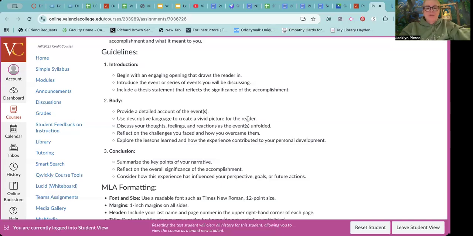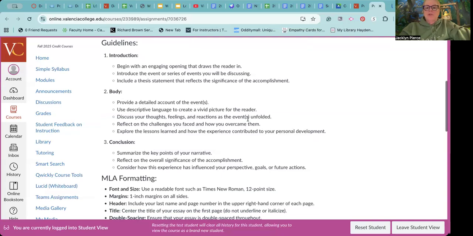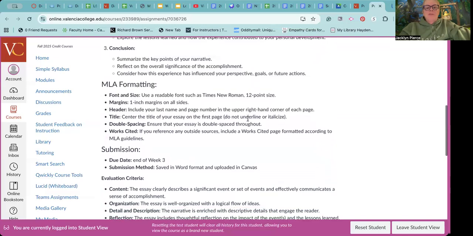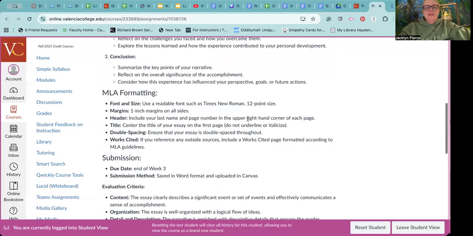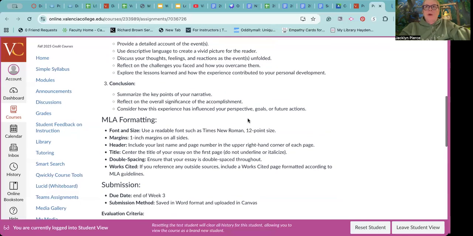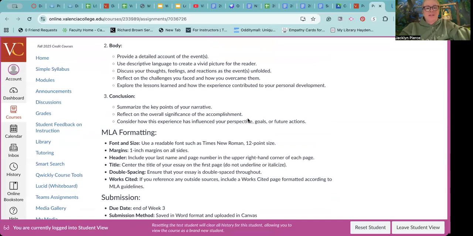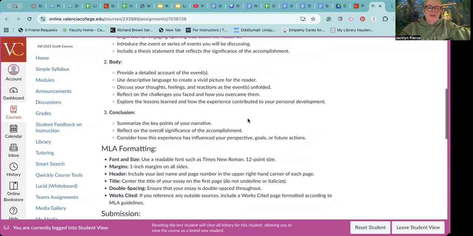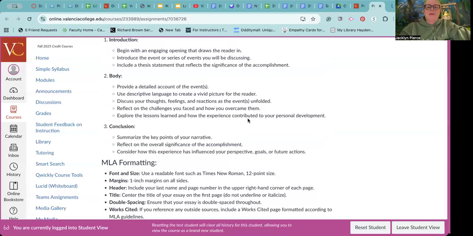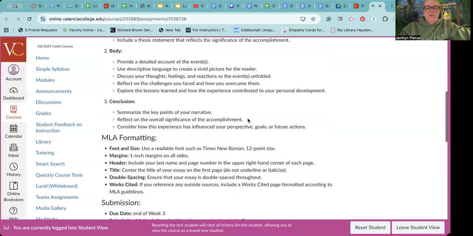Reflect on the challenges, of course, that you faced and how you overcame them, and explore the lessons learned, how the experience contributed to your personal development. One of the things, and we'll talk a little bit more about this next week, is that you may want to include things like dialogue. And if so, you want that to be realistic and come across as legitimate. This week, all you're doing is picking your topic, but be thinking about that. And then, of course, you'll have a conclusion paragraph as well.